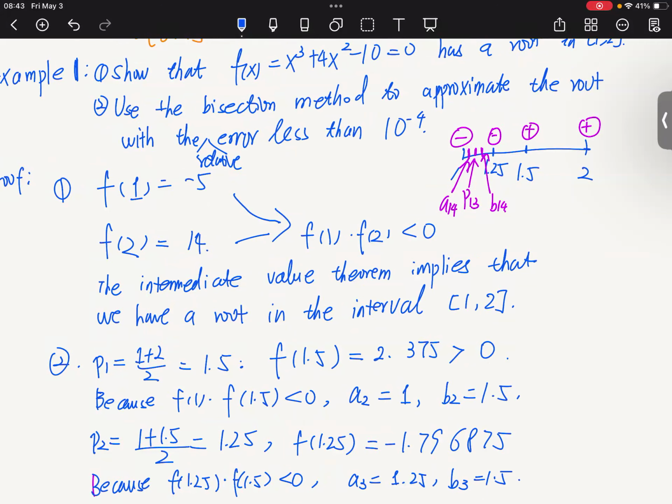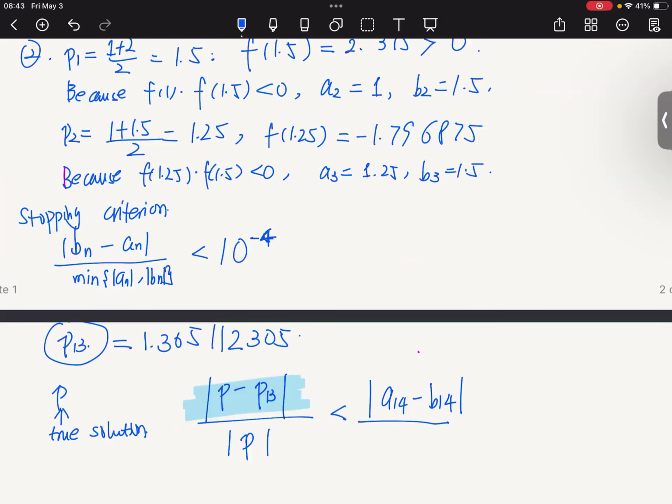Which means that the absolute value of the true solution can be bigger than the minimum of the absolute value of the endpoints here. So I'm going to bound it with the minimum of the endpoints, the minimum of A14 and B14. Because it is positive, the minimum is just A14 for this example.